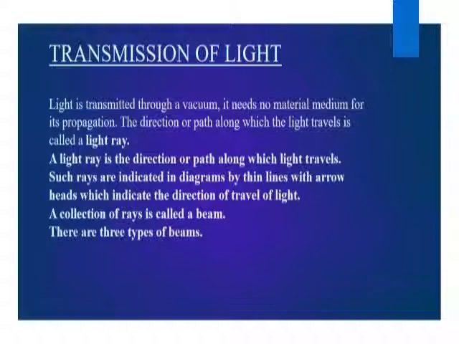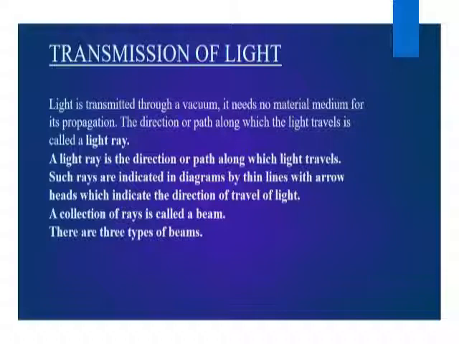The direction or path along which light travels is called a light ray. A light ray is the direction or path along which light travels. There are different types of light rays which are represented in diagrams, which I'll show in the later part of this presentation. When a lot of rays of light come together, it is no longer a ray, but it is now a beam of light.